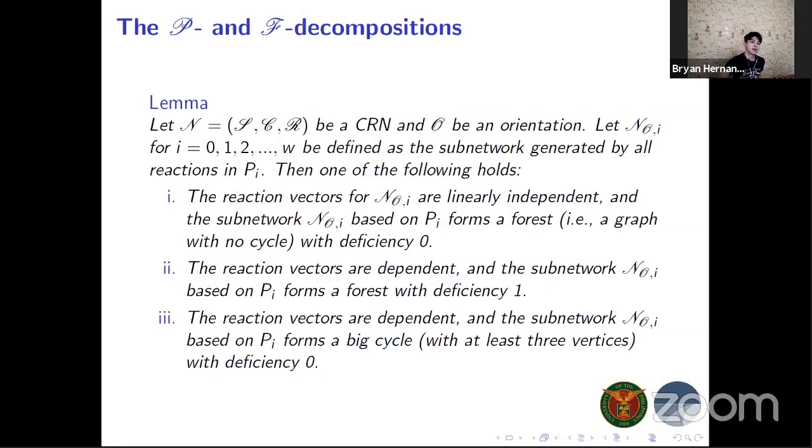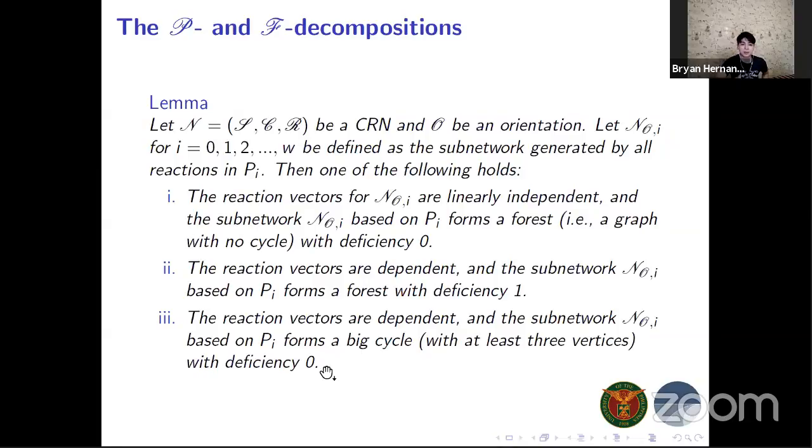We now go to this following lemma by Haisha G. She was a student of Feinberg. Feinberg is one of the main key persons in CRNT. We have this network, so it's a CRN, and always an orientation. And then, if you have the P decomposition, which was mentioned a while ago, then the corresponding subnetworks will have deficiency, either, as you can see, 0 or 1.